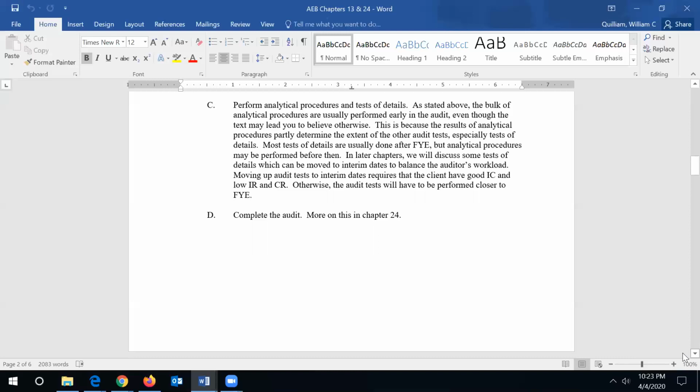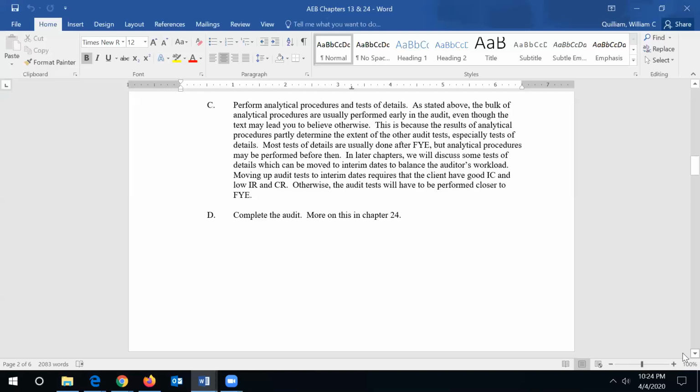Then the next phase, we'll perform analytical procedures and tests of details. Well, as we stated above, the bulk of analytical procedures are usually performed early in the audit, even though the textbook may lead you to believe otherwise. And this is because the results of analytical procedures partly determine the extent of the other audit tests, especially tests of details. And most tests of details are usually done after fiscal year end, but analytical procedures may be performed before then. And in later chapters, we'll discuss some tests of details which can be moved up to interim dates. There we go again, such as October 31st instead of 12/31, to balance the auditor's workload.